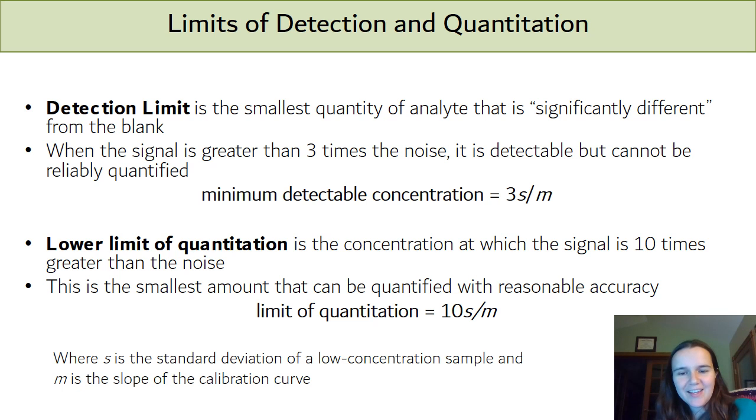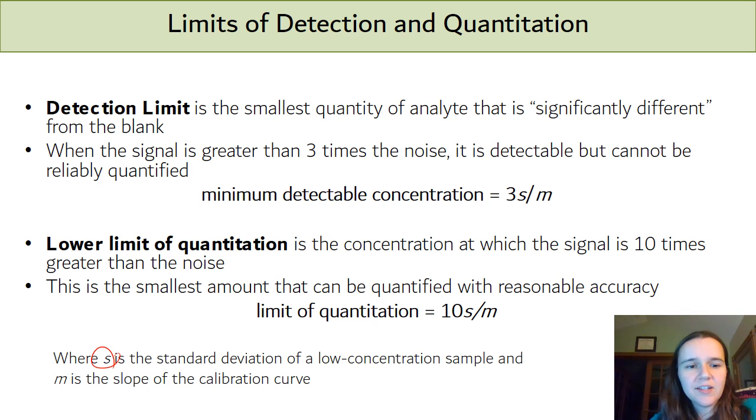I'm whispering right now, and maybe you heard me, maybe you didn't. Maybe the sound of my voice was below the detection limit. So detection limit is the smallest quantity of analyte that is significantly different from the blank. And that's defined as the signal being greater than 3 times the noise. And so your minimum detectable concentration, your detection limit, is 3 times the standard deviation.